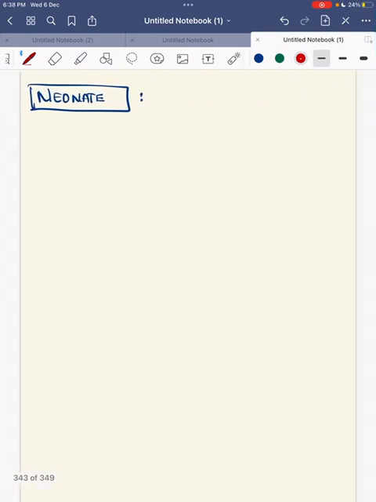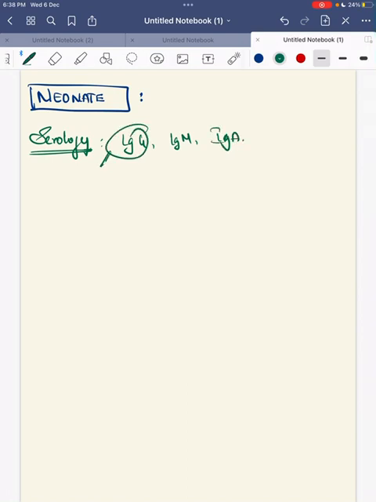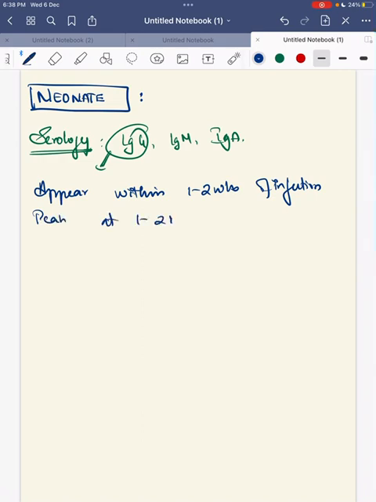Next, how do you screen the neonates? In neonates, you also do serological investigation. First, you do serology: IgG, IgM, and IgA. First, we'll talk about IgG. This IgG will appear within 1 to 2 weeks of infection, it will peak at 1 to 2 months, and it will persist throughout life.